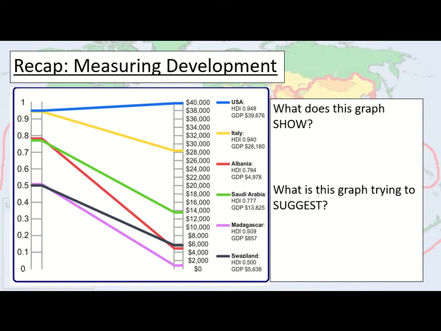Then Italy, very closely following it. Then you've got Albania, Saudi Arabia, Madagascar, and Swaziland. Now, on the right-hand side, you've got some numbers, and those numbers represent the GDP per capita of those same countries. So you've got a range between 0 and 40,000, with the lowest score being Madagascar, the average GDP per person, so annual salary per person, $857 in Madagascar, whereas in the USA it gets up to just under 40,000. So that's what the graph shows.